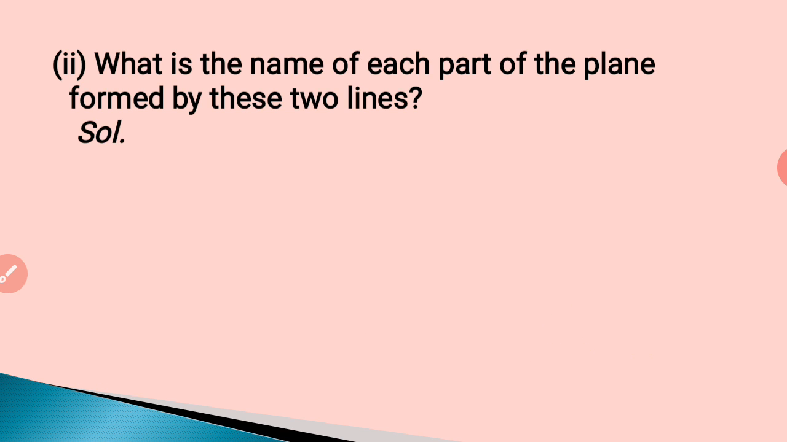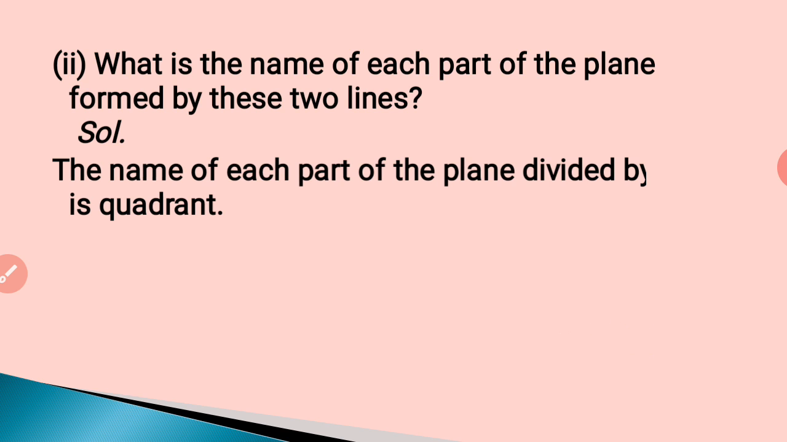Next, what is the name of each part of the plane formed by these two lines? When we draw the two axes, that is the x-axis and the y-axis, the plane gets divided into 4 parts. They are known as quadrants, because quadra means 4 and the division is of 4 parts. So we call it quadrant. The name of each part of the plane divided by the axis is quadrant.